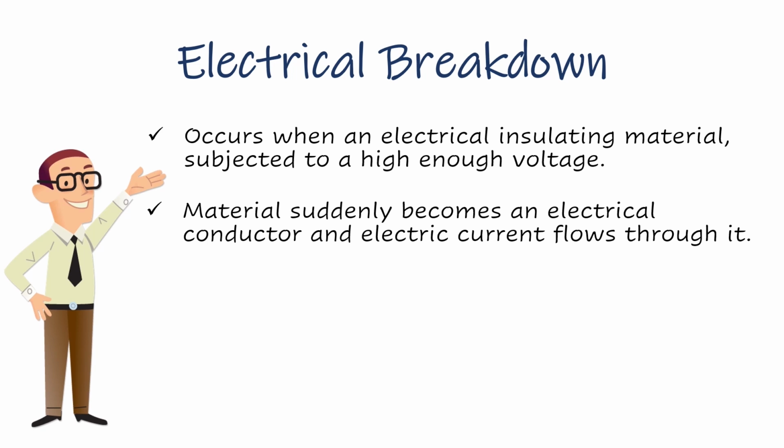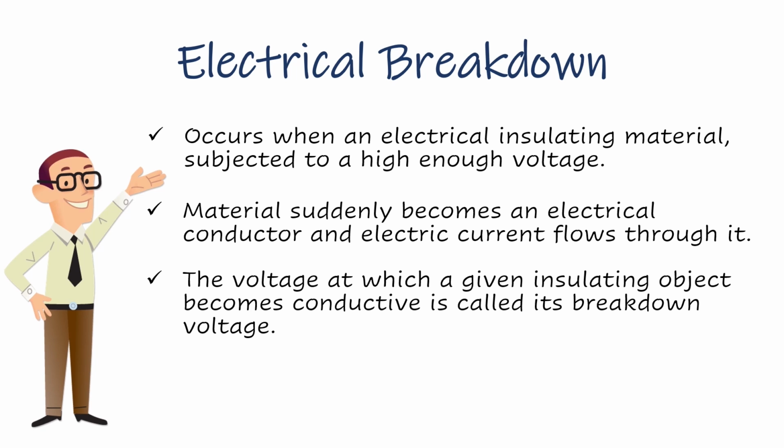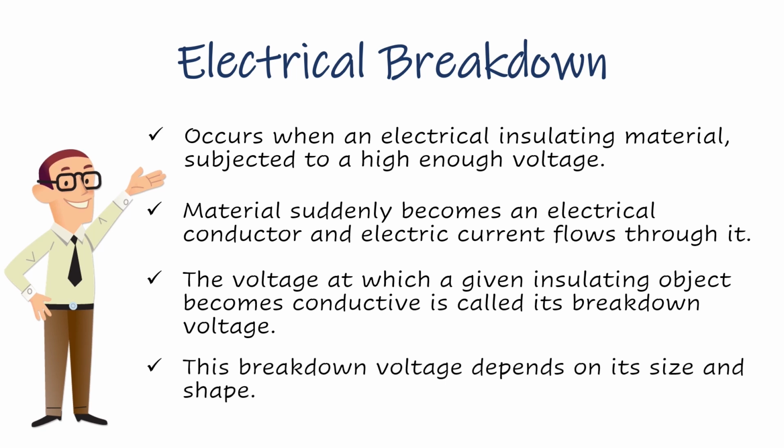All insulating materials undergo breakdown when the electric field caused by an applied voltage exceeds the material's dielectric strength. The voltage at which a given insulating object becomes conductive is called its breakdown voltage and depends on its size and shape. In our case, the insulating object or dielectric material is the air, surrounded by electrodes.